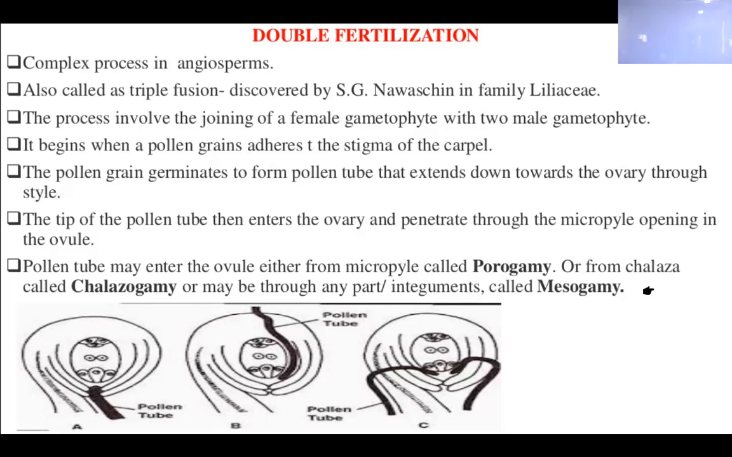The one process which is very simple: haploid male gamete with haploid female gamete to produce a diploid zygote. When the male gamete and the female gamete fuse with each other, there is formation of diploid zygote. That is one fusion. But we have two male gametes, right? But what happens in triple fusion? The second haploid male gamete fuses with diploid secondary nucleus.